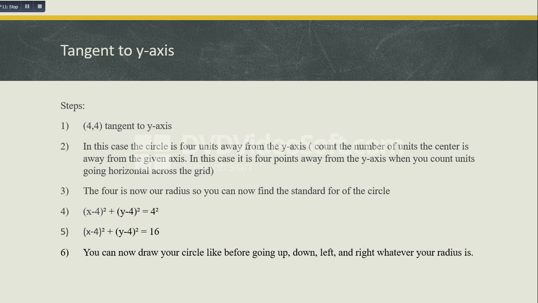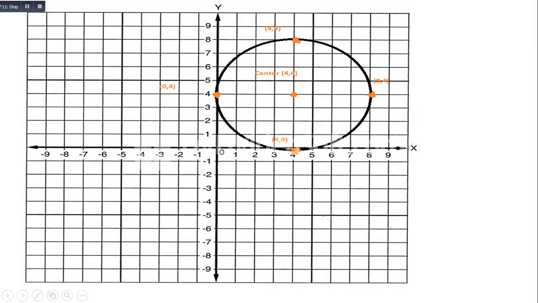Now you use the formula from before, (x minus 4) squared plus (y minus 4) squared equals 4 squared, which will come out to 16. You can now graph like you did with the other 2 problems. You will go up 4 from your center, from 4, 4 to 4, 8, right to 8, 4, down to 4, 0, and left to 0, 4.